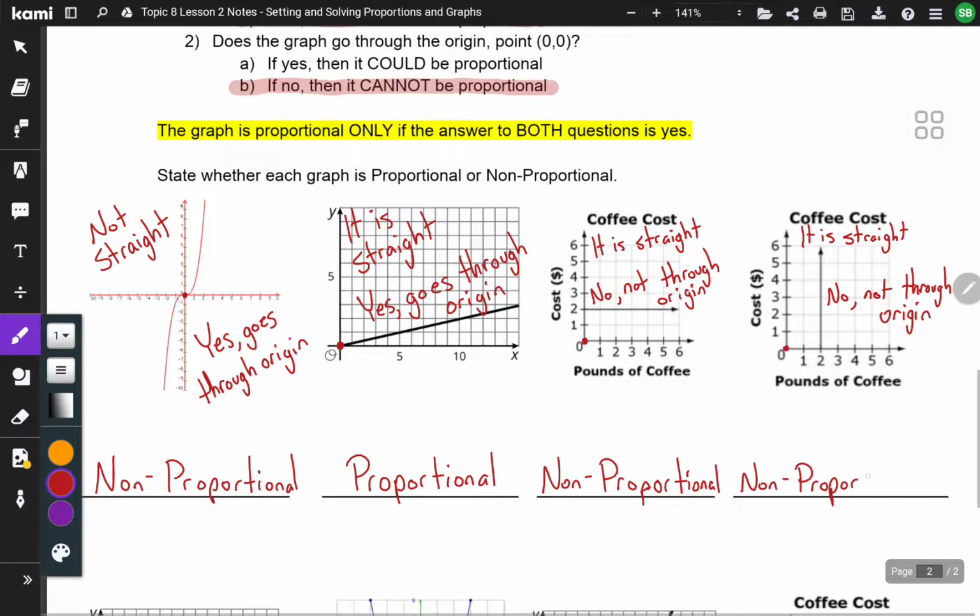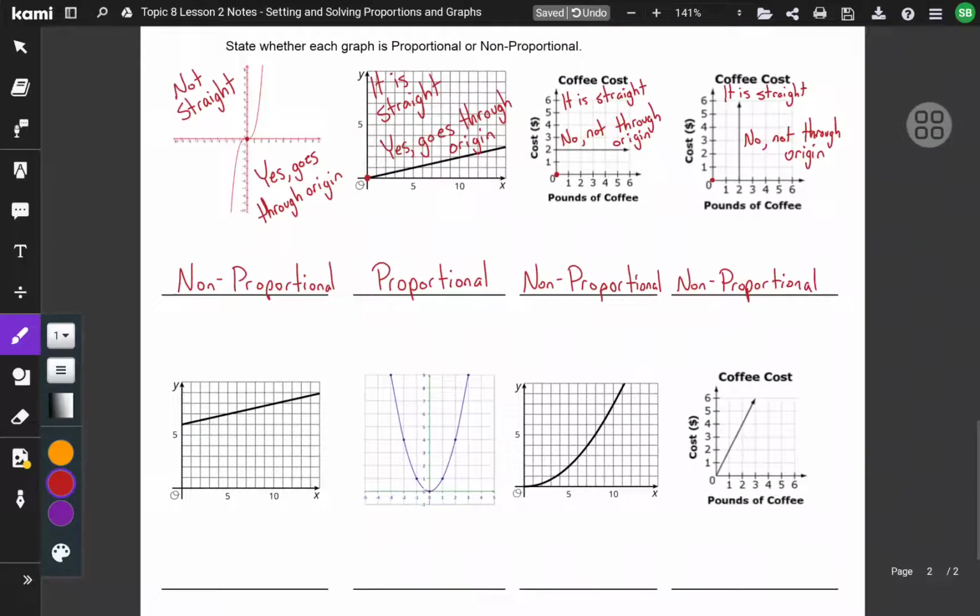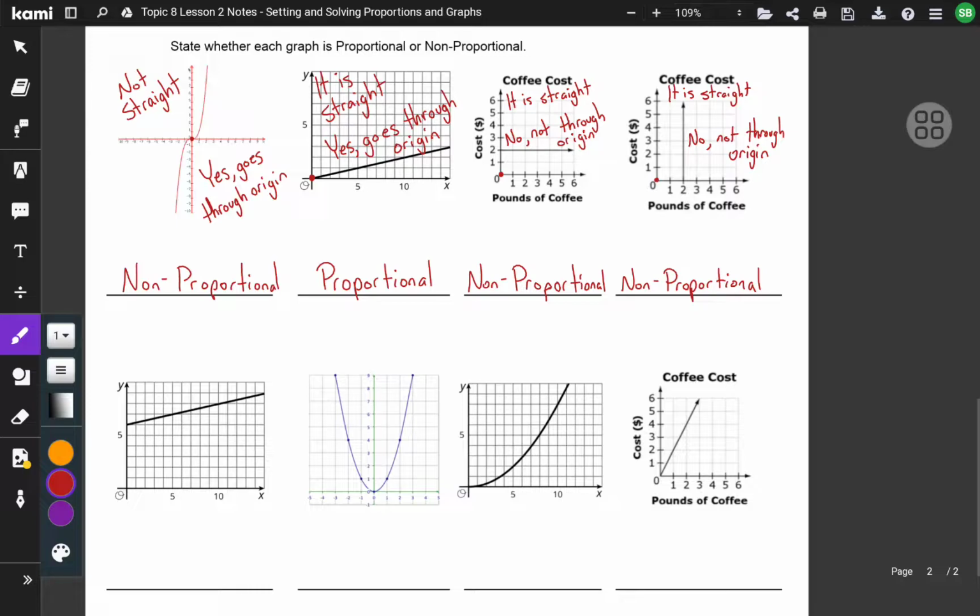Okay, so the graphs are usually pretty easy to tell whether they are or are not proportional at a quick glance. So take a moment, try out the next 4 on your own, and then check back in to see how it is. I want you to write down, is it straight or not? Does it go through the origin or not? And then if it is or is not proportional, because those are the questions that you're going to be asked.